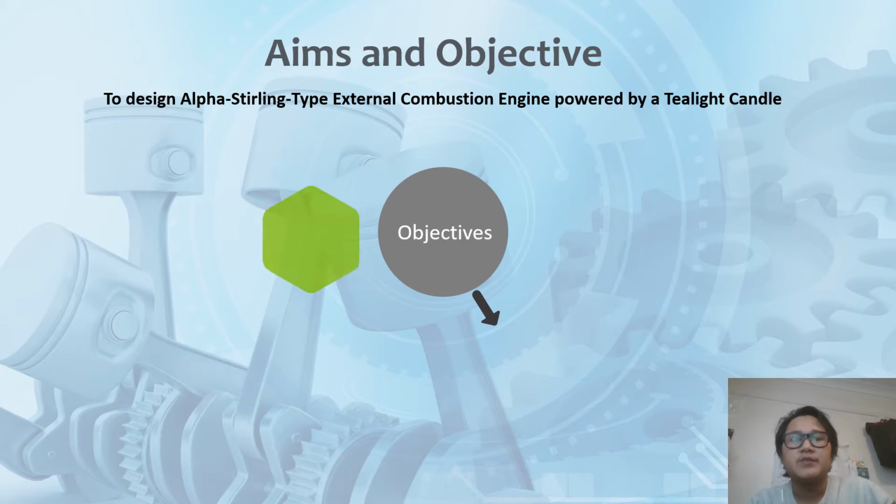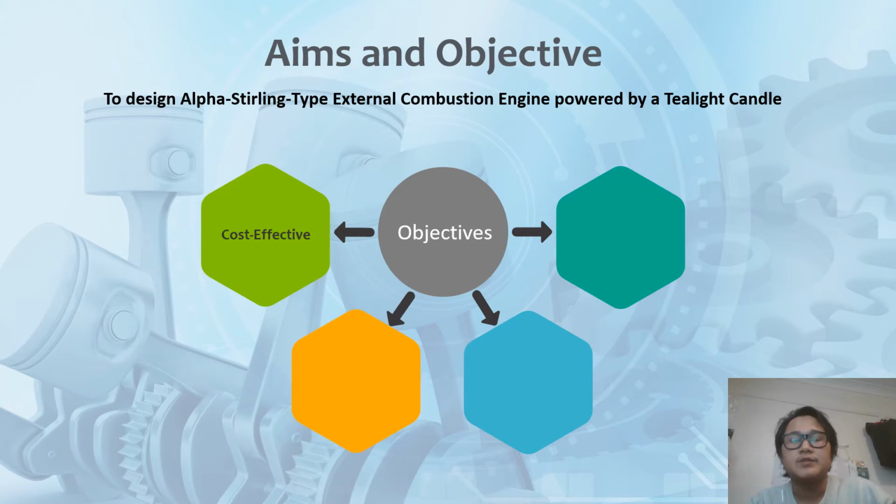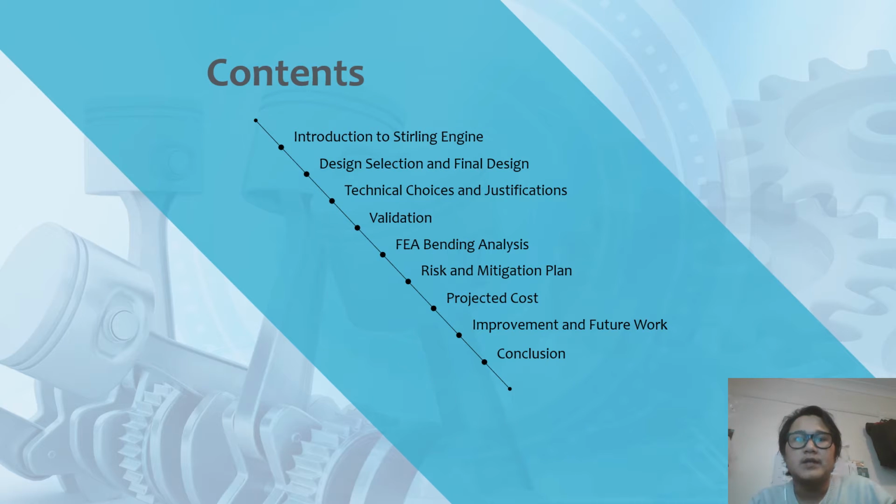There are some objectives that we have decided based on the project constraints of the course. First, the prototype must be cost-effective. Second, the power output of the prototype must be optimized. Third, the prototype must be light. And last one, the prototype must fit within an envelope of 150 times 200 times 200 millimeters. These are the contents that will be presented throughout this presentation.